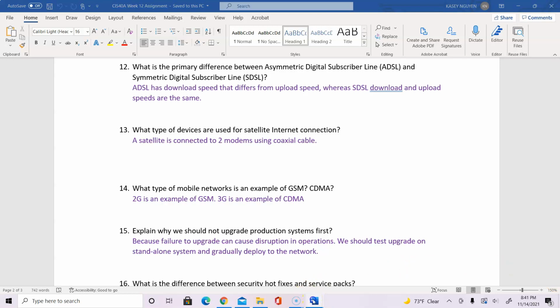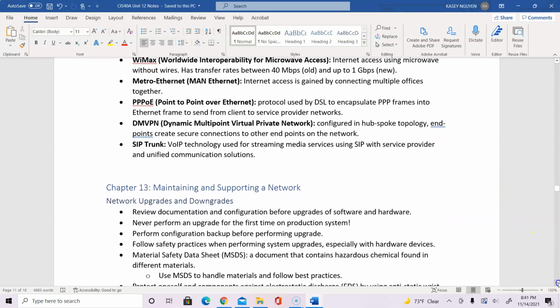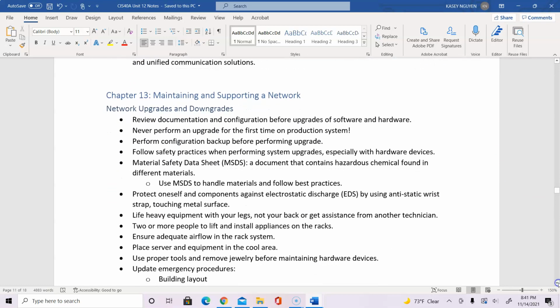And so now we are going to go over maintenance support in the network and troubleshooting. So chapter 13 and 17. So in chapter 13, it talks about network upgrades and downgrades. And downgrades happen when we need to retire systems or segments of the network. And so before you do anything, you need to review documentation and look at the configuration of your existing system before you do an upgrade or downgrade.